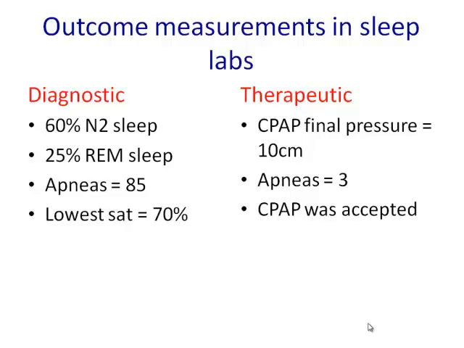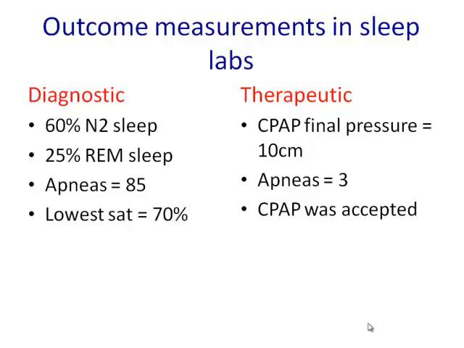Well, there's many things. I mean, it could be you have measured REM sleep to be 25% of the total sleep time. You counted 85 apneas. That's a diagnostic outcome measure. You measured the lowest saturation to be 70%. That's an outcome measure. On the therapeutic side, CPAP final pressure equals 10 centimeters. The number of apneas at the final pressure equals 3. CPAP was accepted. You see where I'm going with this?